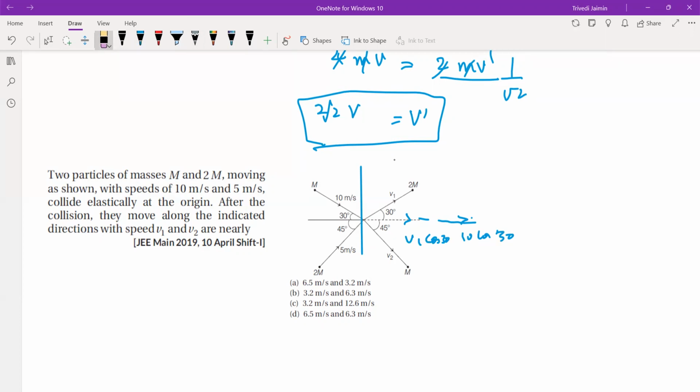Yeah, somebody give the answer. Yes, what is it? Option D. Let me search. Option D 6.3. Yes, that's correct. Very good.